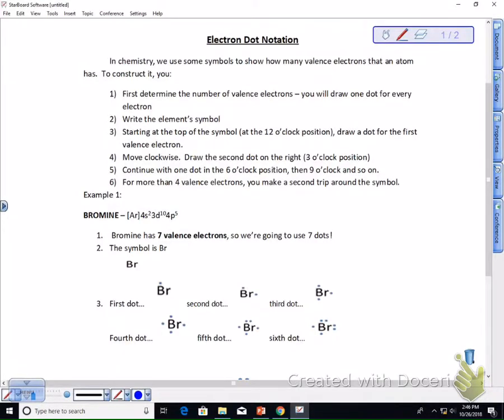In this video I'm going to teach you how to do electron dot notation. This is kind of an outdated method, but its purpose is to give you a way to visually represent the valence electrons that an element has. The components of an electron dot notation are the element symbol and then dots that represent the valence electrons.